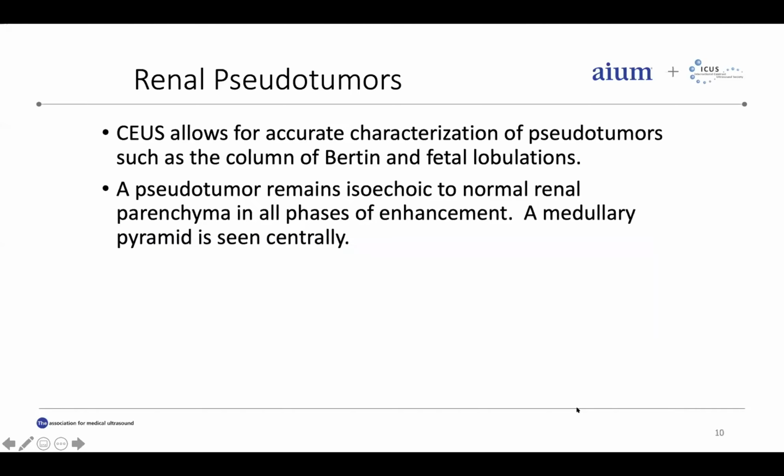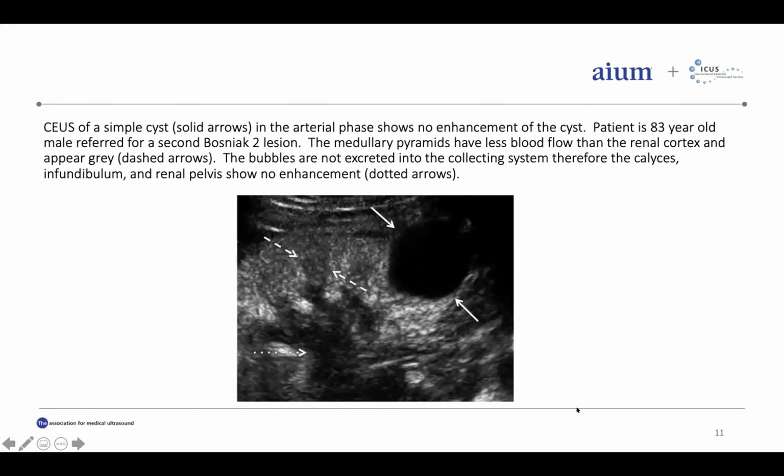So if we look at pseudotumors, which are again very common and can be seen on MR, CT, or more frequently, I think, on baseline ultrasound, CEUS allows for accurate characterization of these, such as a column of Bertin or fetal lobulations. A pseudotumor remains isoechoic to normal renal parenchyma in all phases of enhancement, and a medullary pyramid is seen centrally. Ultrasound contrasts are not excreted by the kidney. Therefore, we don't see contrast in the collecting tubules. So the medullary pyramids, which have much less blood flow than the cortex, will show up as being hypovascular to the renal cortex, and we can usually see them on all images.